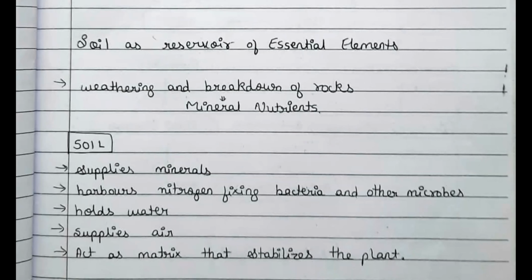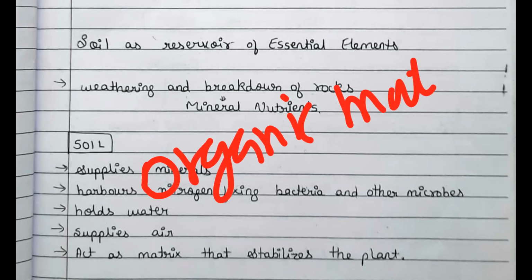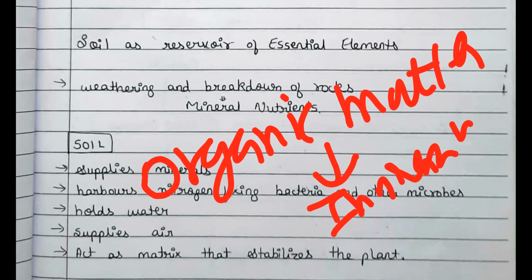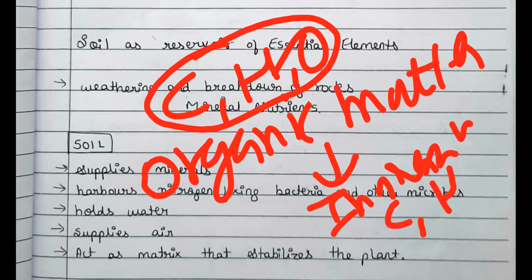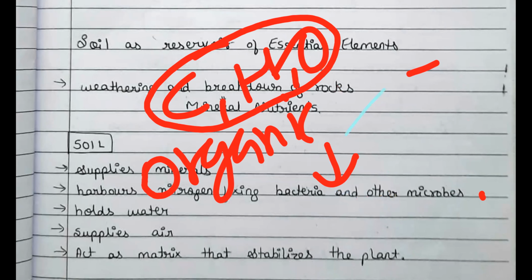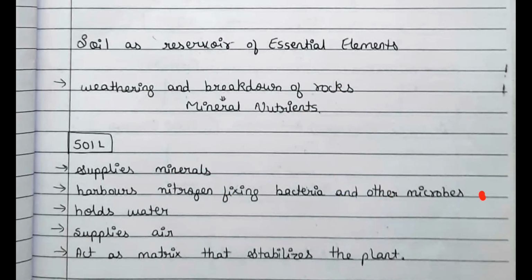Decomposition means breakdown of organic matter into inorganic matter. Like carbohydrates, in which C, H, and O are bonded with each other. By decomposition, we can separate them out, C, H, and O. So this thing we consider a decomposition process.